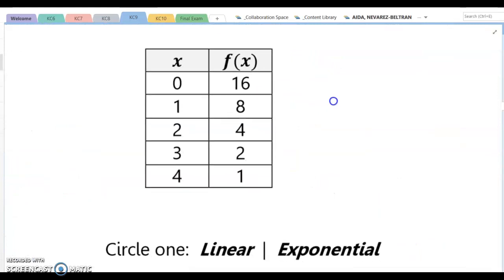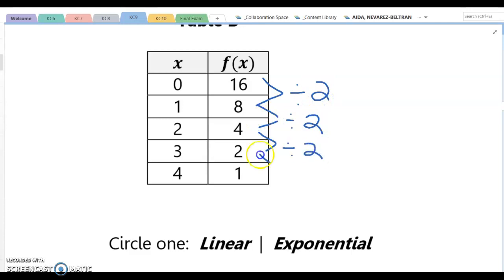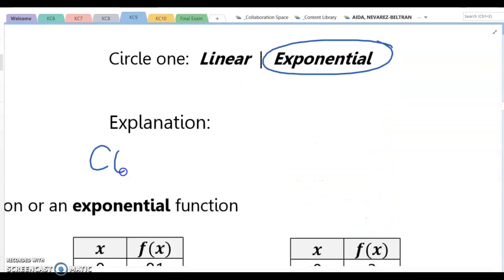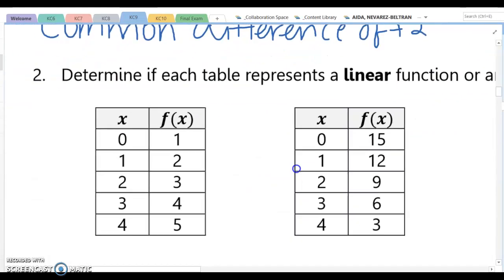So let's look at table B. Table B, we've got 16, 8, 4, 2, 1. So if we look at this one, we're actually dividing by 2 each time, right? We're cutting each one in half. So because we're doing division, that makes it exponential, right? So our explanation is going to be, we have a common ratio of 1/2, because remember, if we're doing division, we write it as a fraction, so a common ratio of 1/2.